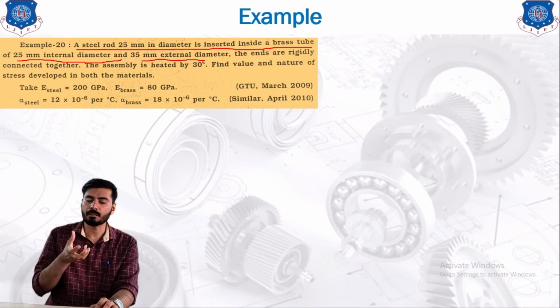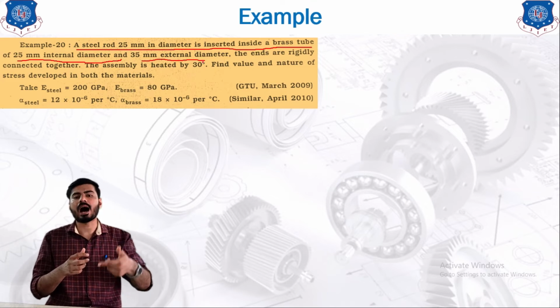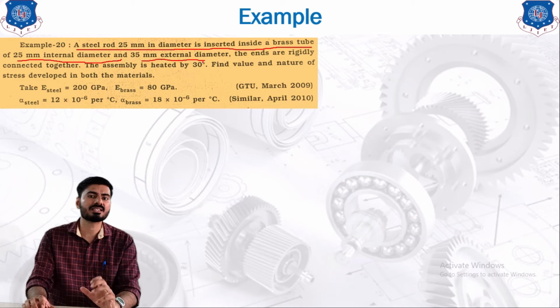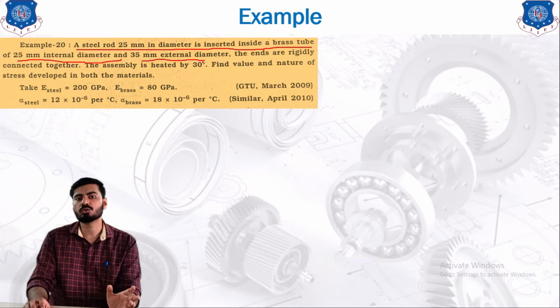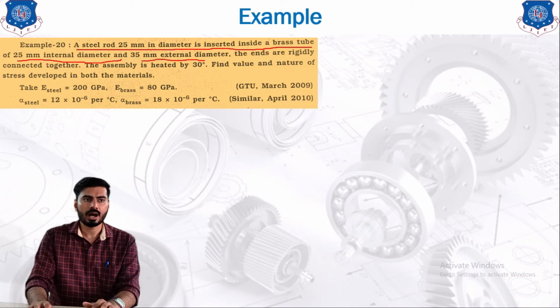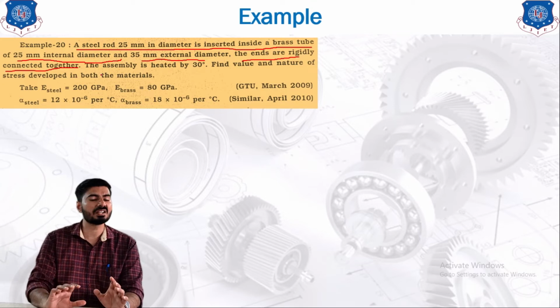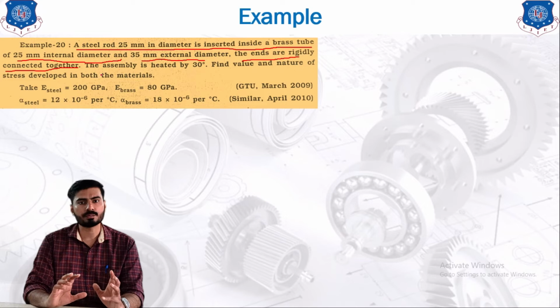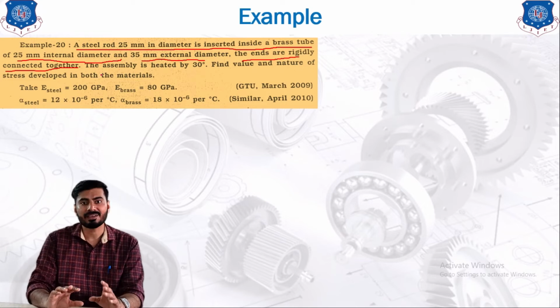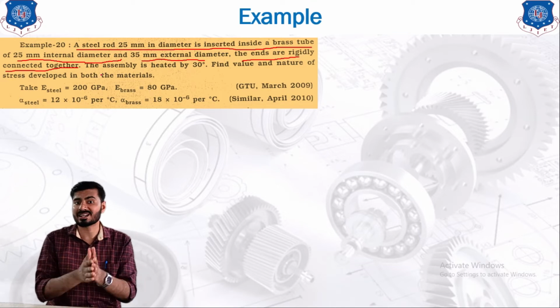That is why it is obvious that it contains two different diameters, inside diameter and outside diameter. The inside diameter is 25 mm, which is similar to the steel rod, and the outside diameter is 35 mm. Now these two materials are connected rigidly at the end. So this is the basic condition of the composite bar. Both the materials should be connected together rigidly.